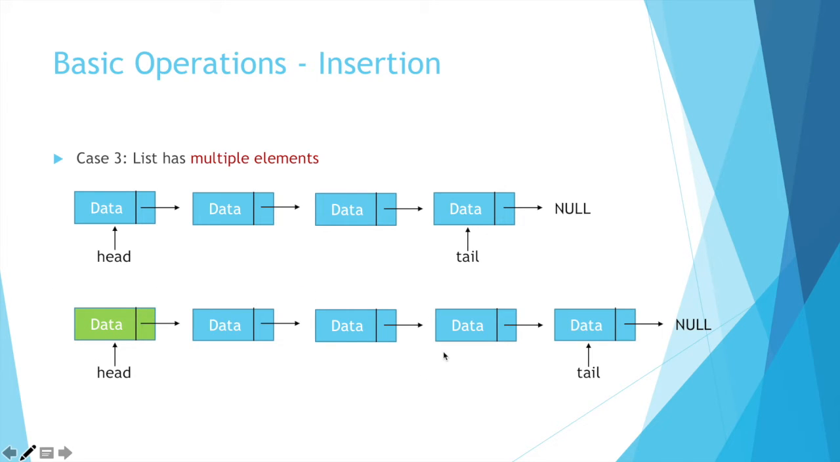And the third case is when we already have a list with multiple elements. So this is the initial state. Head points to the first element, tail to the last, and in between we have two more elements. And this is the new element that's been inserted, and head will now point to this. This will point to the old head, and tail will continue to point to the same element. So this is essentially what the three cases are that you have to cover while inserting into a linked list.